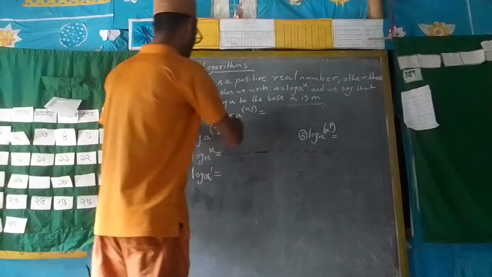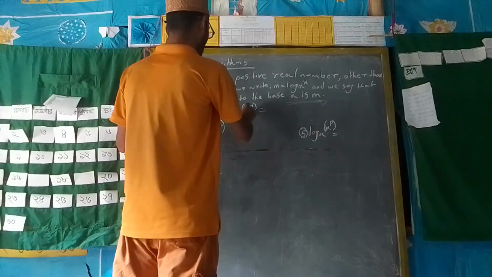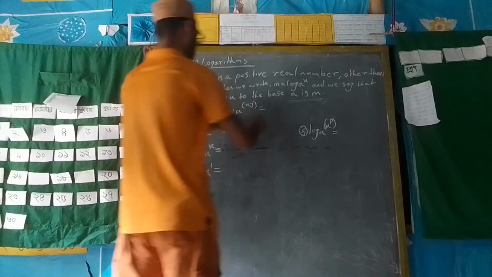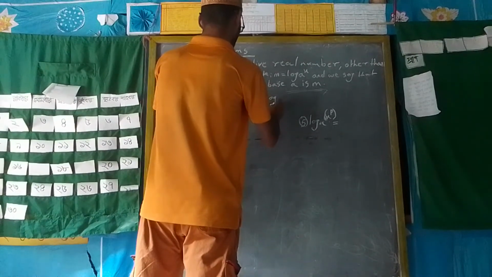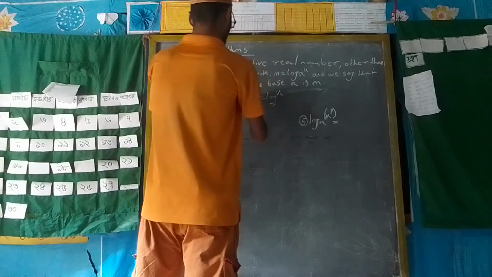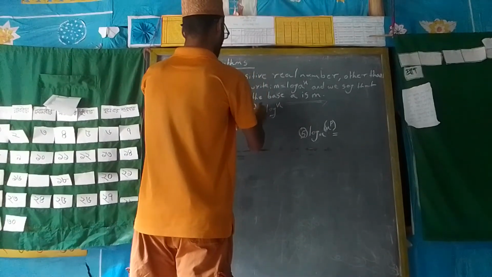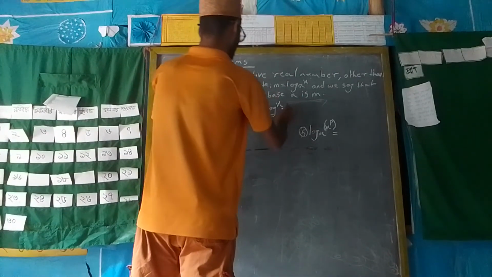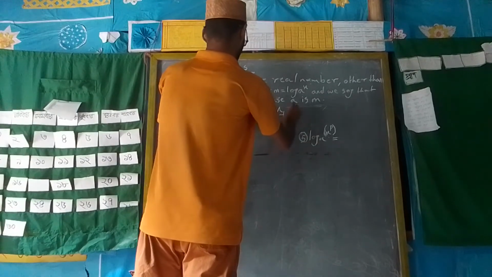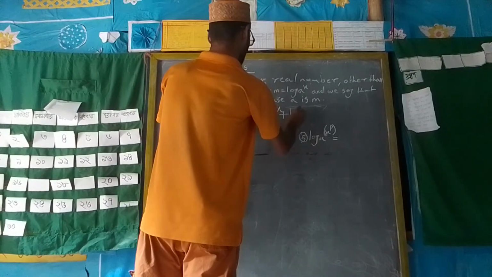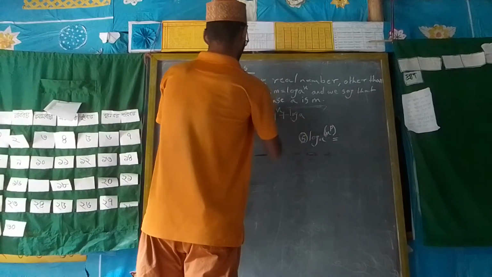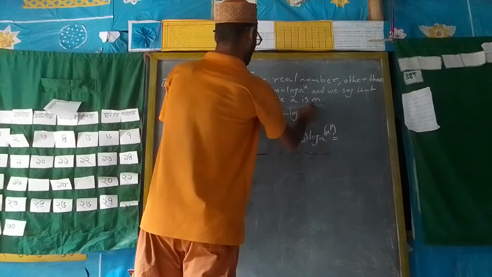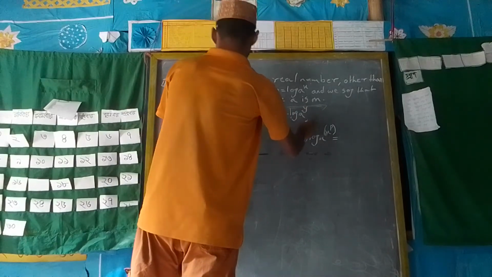Example number 1. If log a power xy, then we write log a x. We know multiplication will be converted into addition, that means plus, again log a power y. Here is our formula number 1.